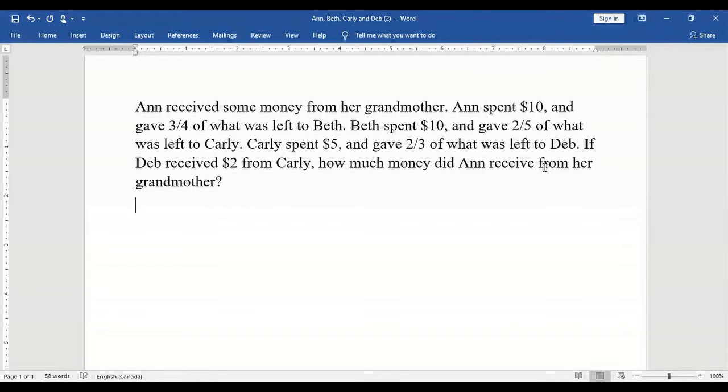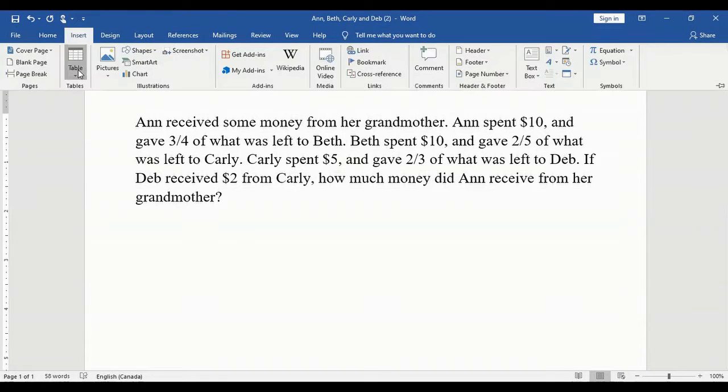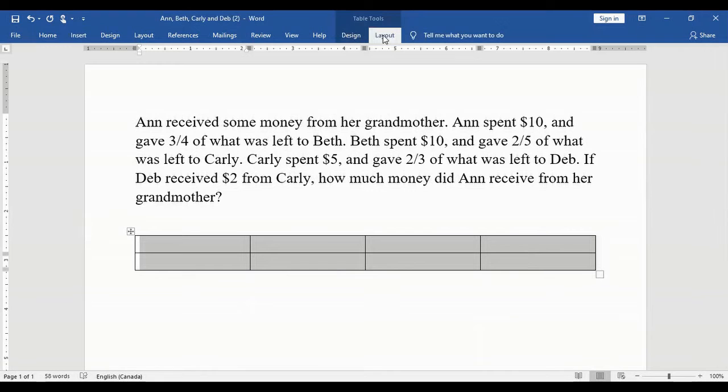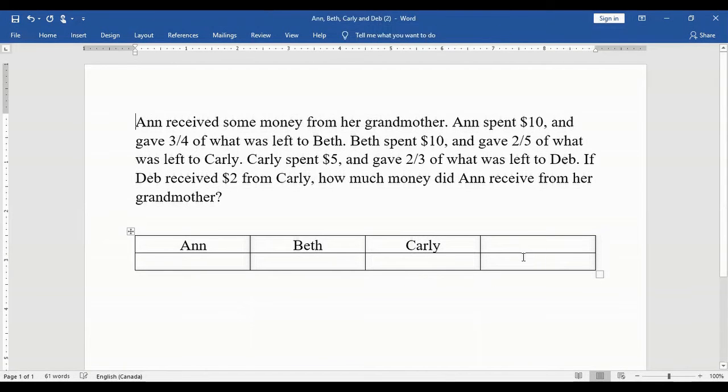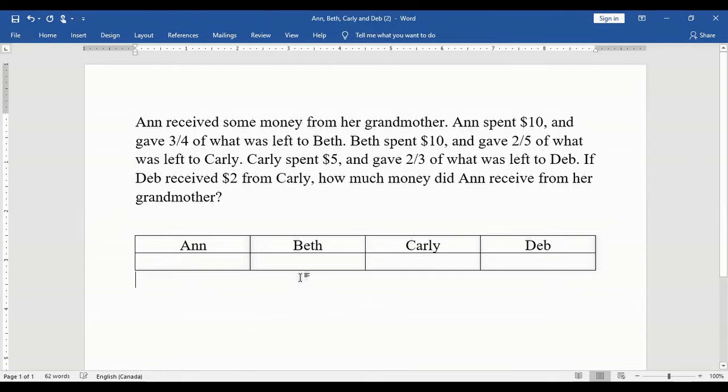So this question is asking, how much money did Anne receive from her grandmother? So to do this, we'll be working backwards. First, I'll make a table. Got Anne, Beth, Carly, Deb. All right, so to work backwards, we'll put each of their amounts according to what we get.